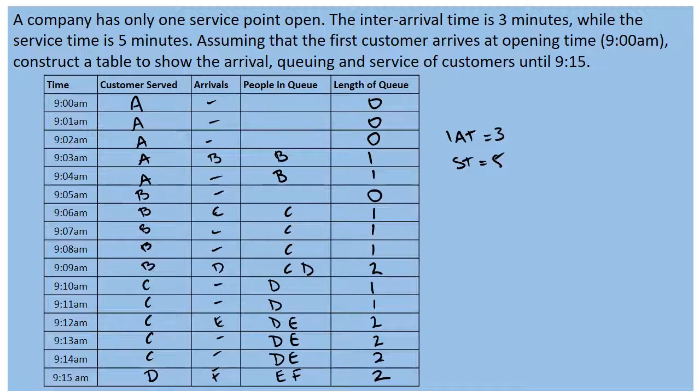So we have now described, using a table, the arrivals, the queuing, and then the service of customers until 9:15. And this is called a customer service table.